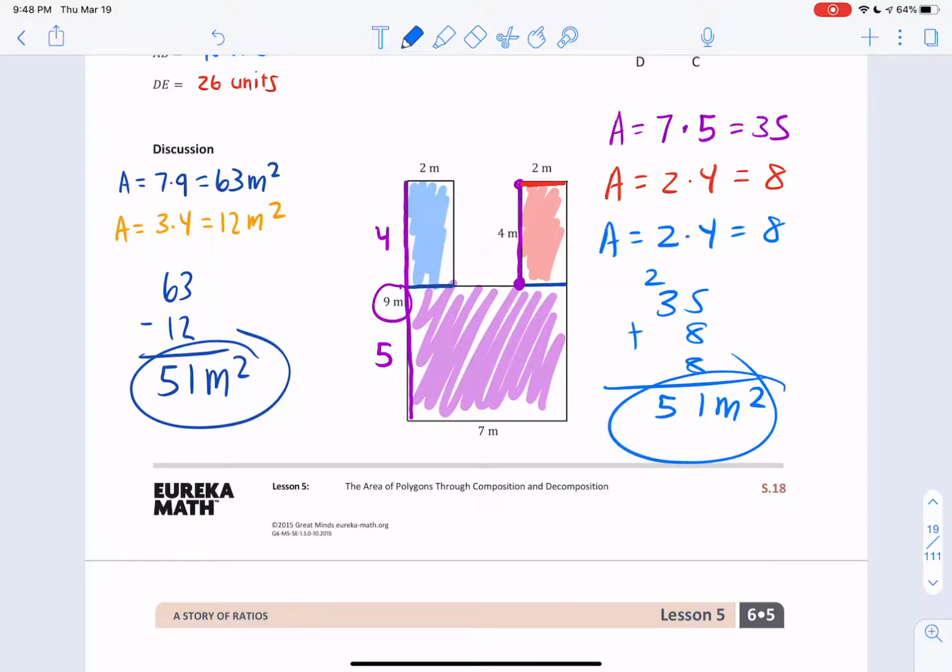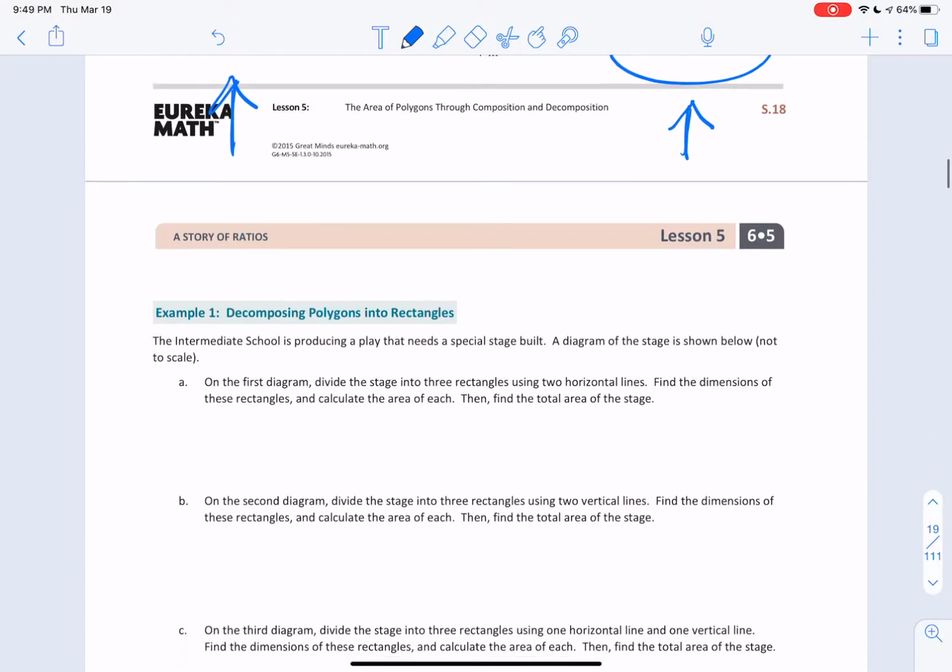I did the problem in two separate ways. On the left over here, I did a composition. I created an entire rectangle, and then I subtracted a piece out of it. And then over here, I did a decomposition, meaning I broke it up into 3 shapes that I could handle, and then I added them together. As you can see, same answer in both problems. Moving forward.